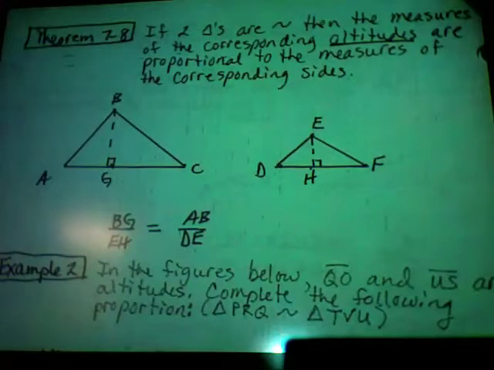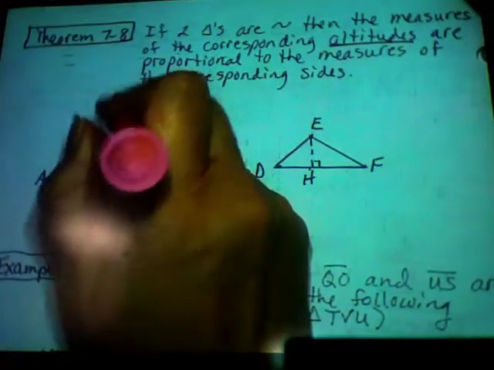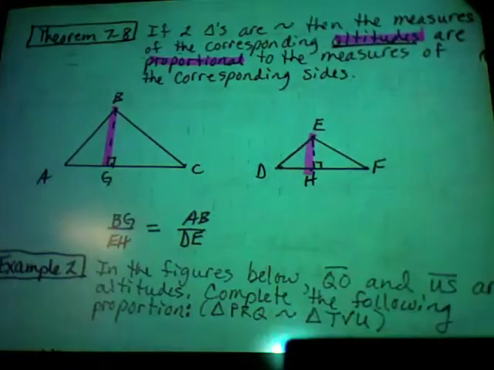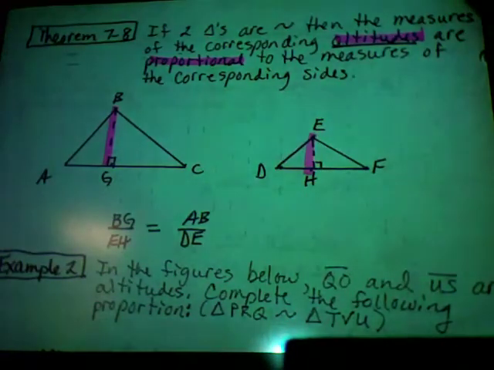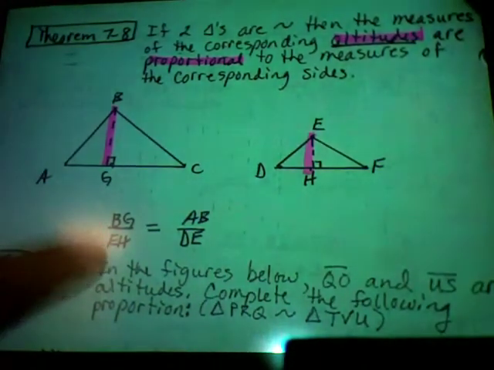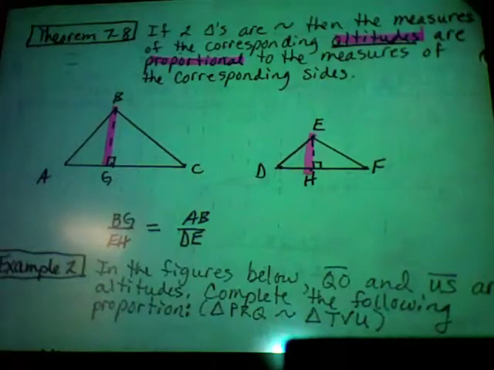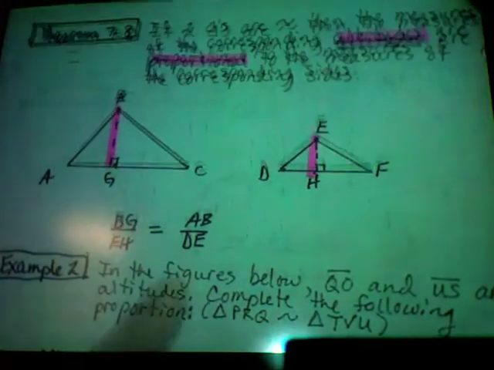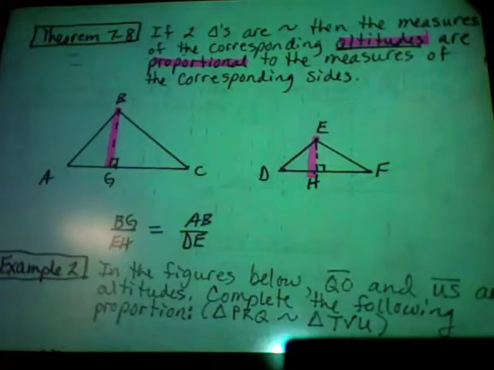So this one says if two triangles are similar, then the measures of the corresponding altitudes are proportional. So these altitudes here are proportional. So I put that BG is to EH, those are your altitudes, to any of the corresponding sides. So I just chose one of the sets of corresponding sides, AB is to DE here. So like perimeter, we can now use altitudes in our proportion.